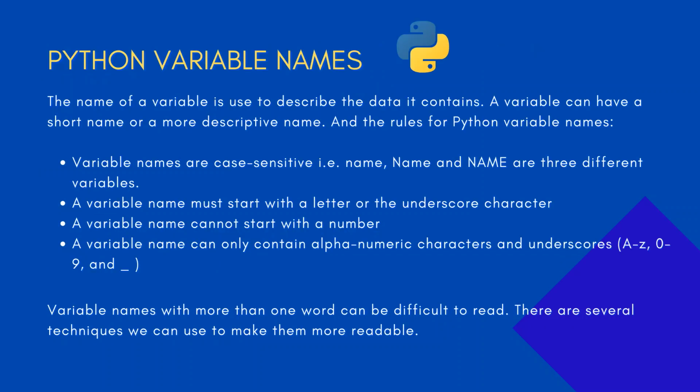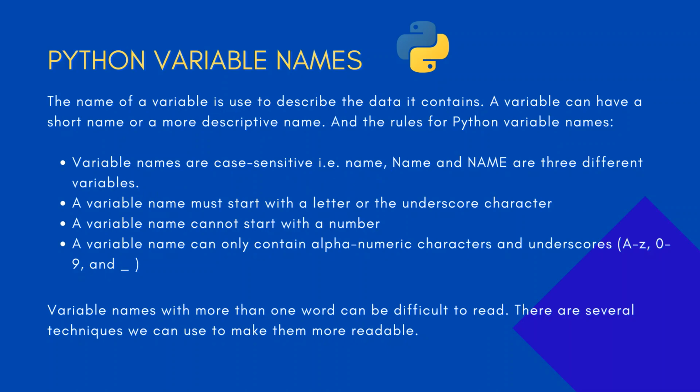Now let's talk about Python variable names. The name of a variable is used to describe the data it contains. A variable can have a short name or a more descriptive name. And the rules for Python variable names are the following. First of all, variable names are case sensitive. That means name, Name, and NAME are three different variables. Then, a variable name must start with a letter or the underscore character. A variable name cannot start with a number, and a variable name can only contain alphanumeric characters and underscores.